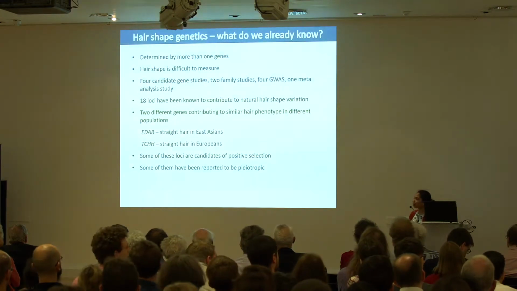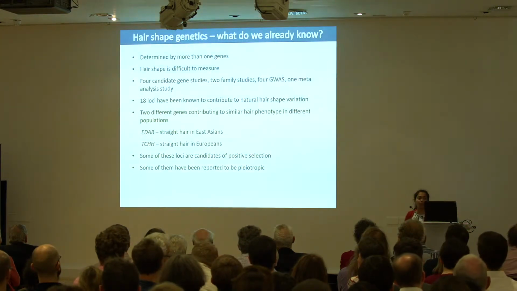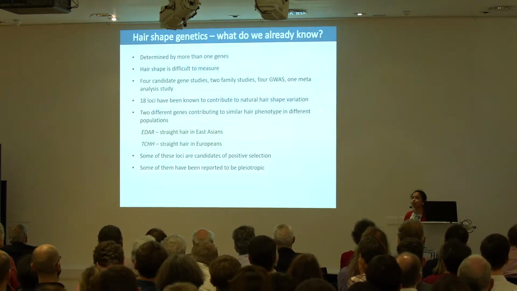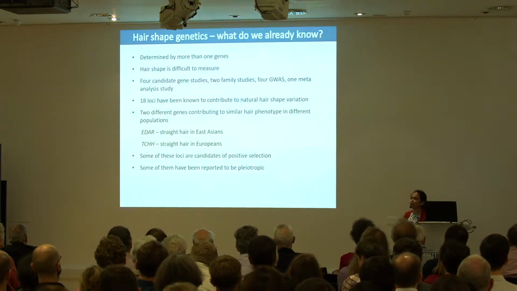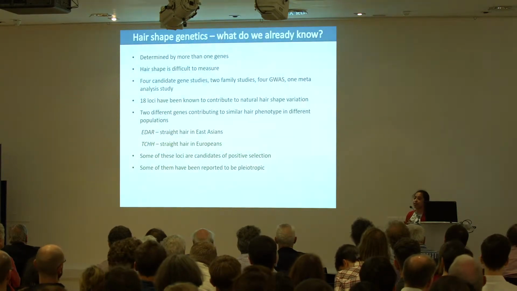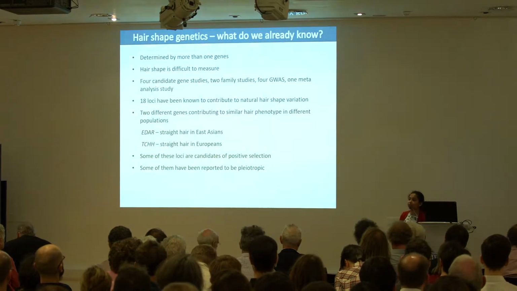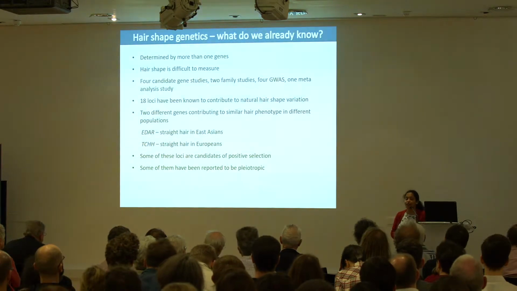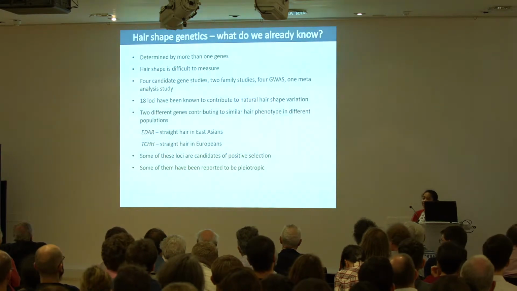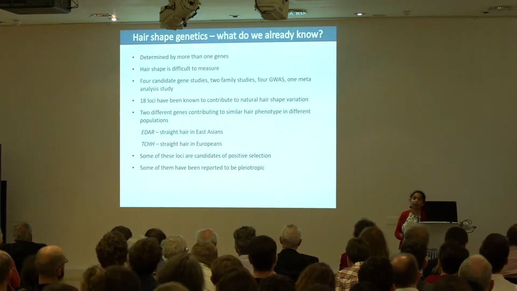Hair shape genetics and what we have learned to date. It's a quantitative trait, determined by more than one gene. But it's quite difficult to measure, as it doesn't come to a numerical value like other phenotypic traits, for example height or weight, because it has many features to count on, maybe curliness, texture, or thickness. That's why, even though genome-wide association studies have been an era for the last 15 years, we have had very few studies related to hair shape. Until now, we know about 18 loci contributing to natural hair shape variation, and a recent meta-analysis was published.